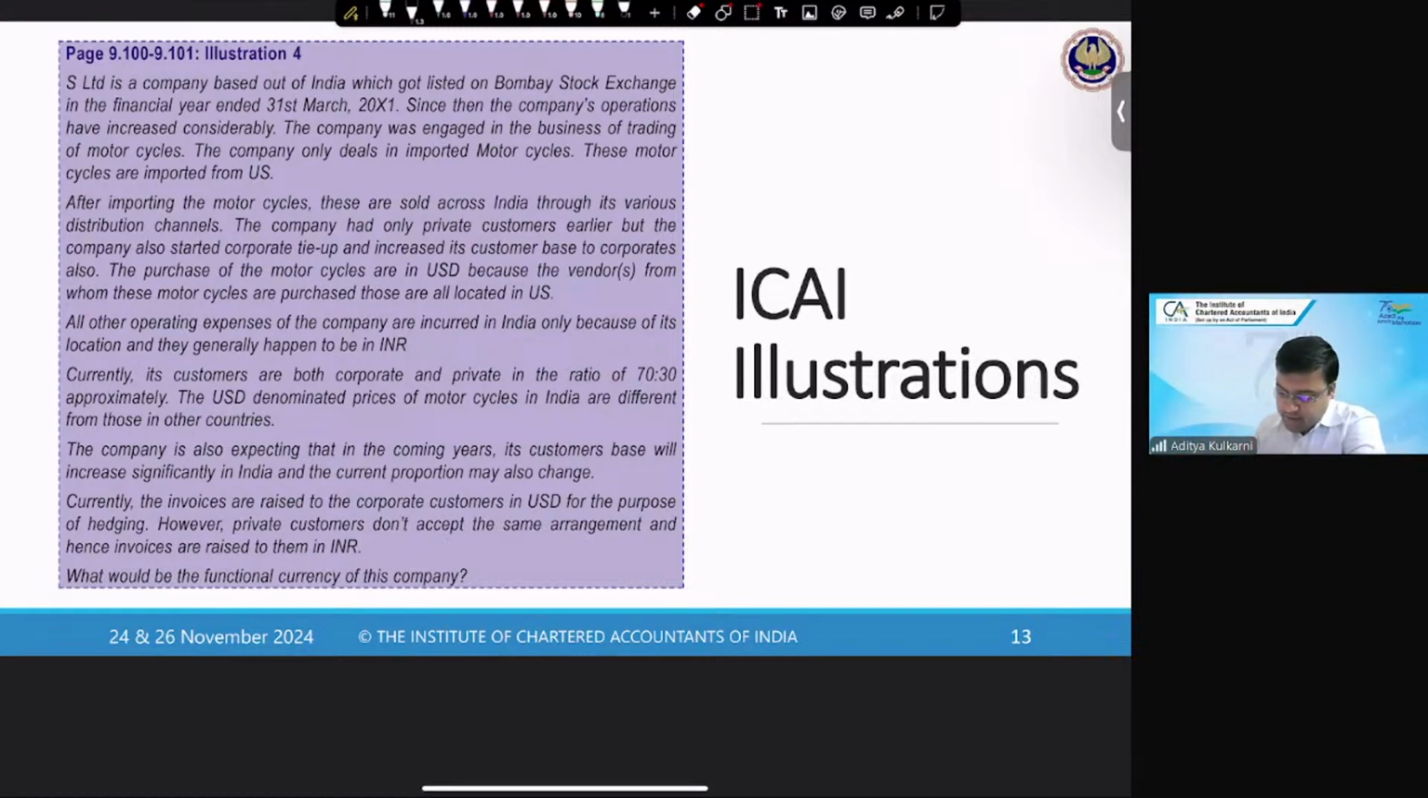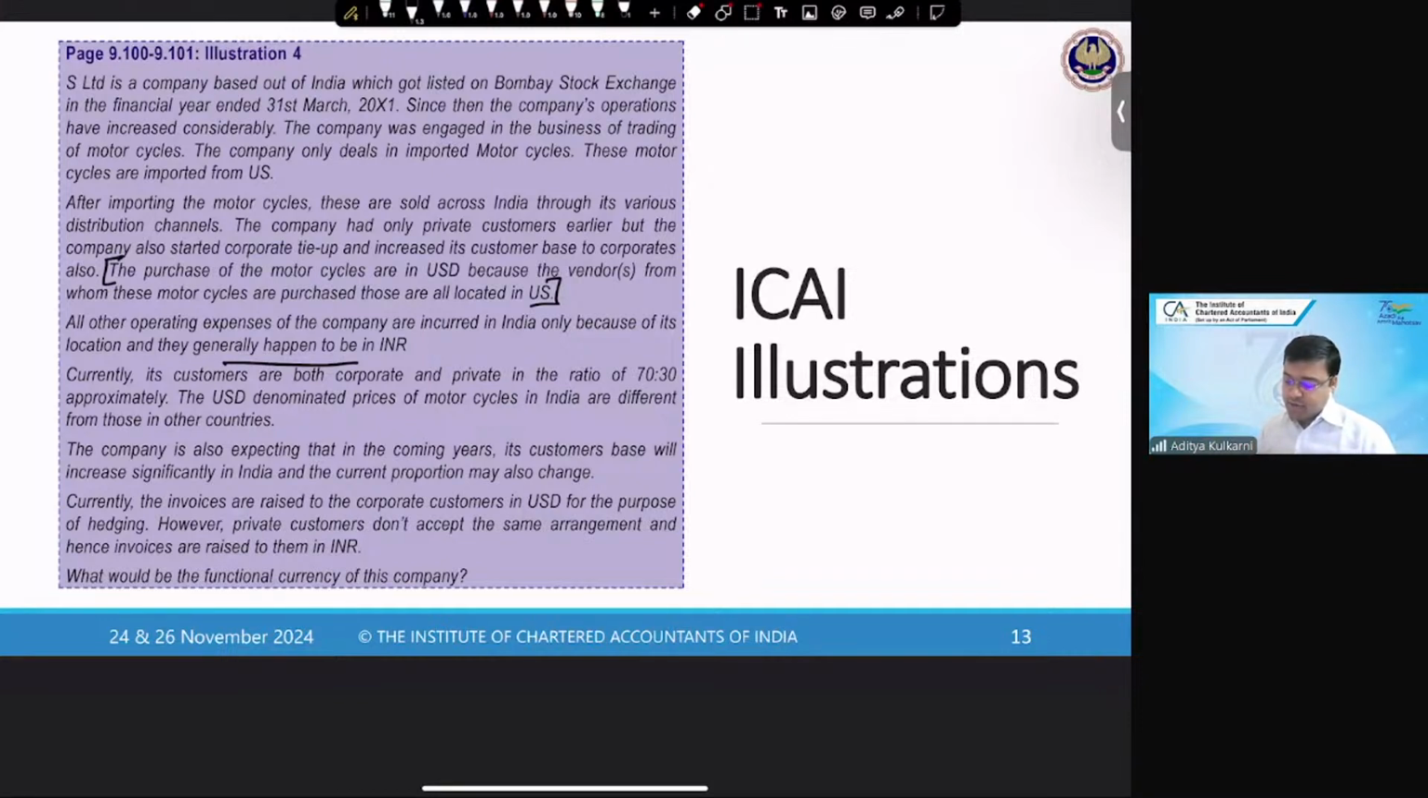That's absolutely right. What is happening is the purchase of the motorcycles is in USD because the vendors are all located in the US. So that's obvious. When I purchase some things from outside India, they will be denominated in US dollars. That's perfectly fine. That cannot in any way change your functional currency. All other operating expenses of the company are incurred in India only because of its location, and they generally happen to be in INR. Okay, so that is done.